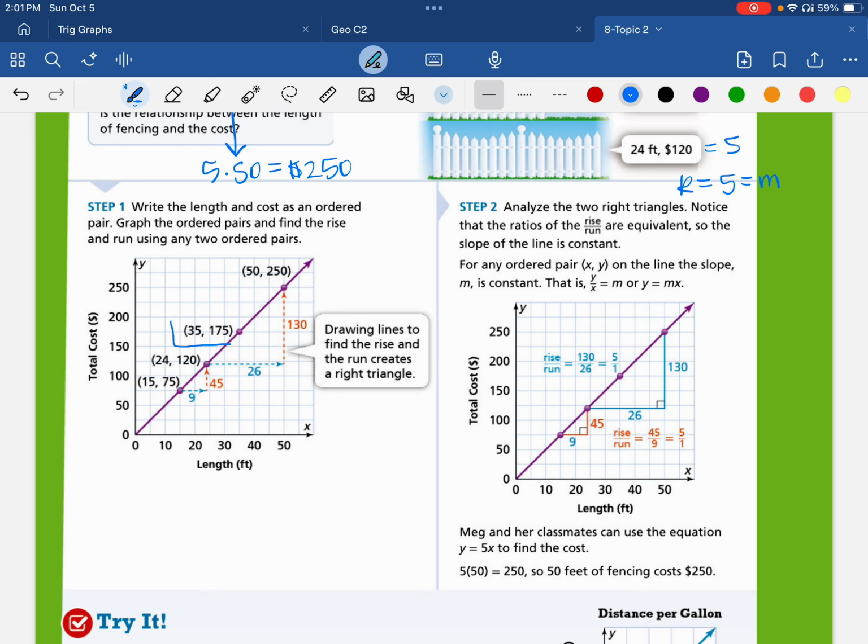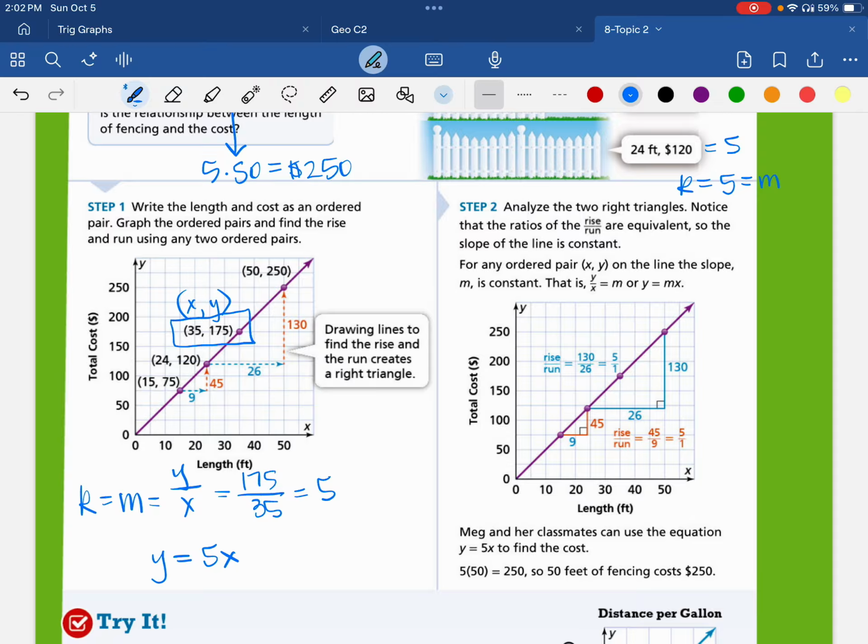So I'm going to pick this third point at 35, 175. That's our x and y value. And I can find my constant or my slope by doing y divided by x. So 175 divided by 35 also gives us 5, which tells me that the equation for this graph is y equals 5x.